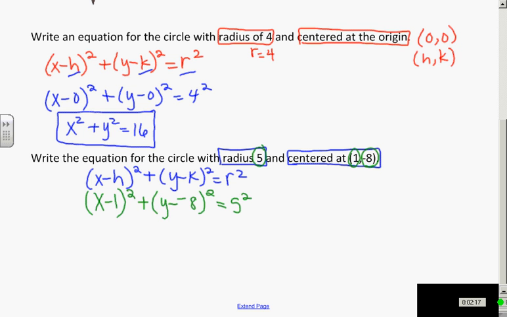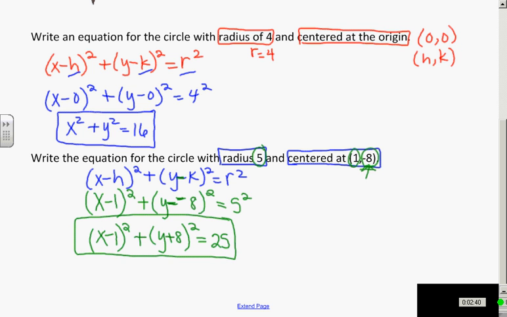squared. That y minus negative 8, the first minus is for the formula. The second minus is because the point is actually negative. Clean it up: (x minus 1) squared plus (y plus 8) squared is equal to 25. That expresses all of the points for that whole circle.